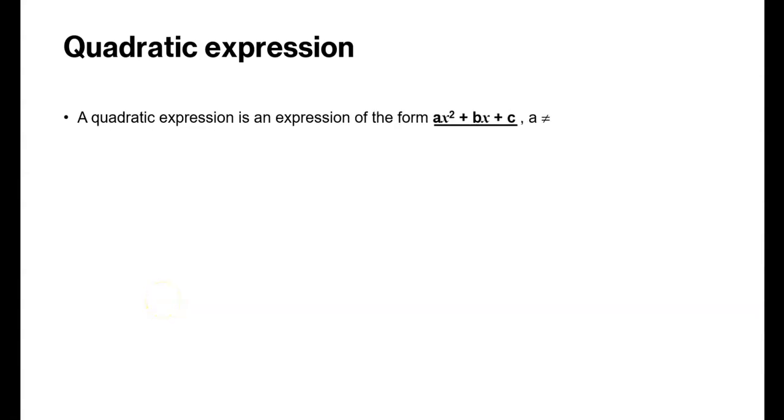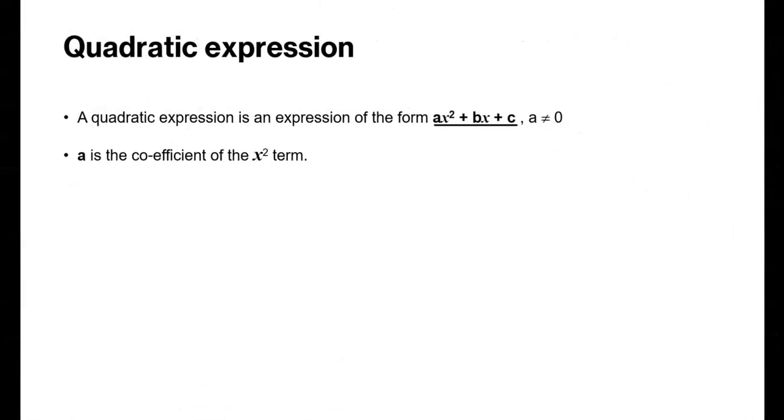Everyone, in this video we will be looking at factorizing quadratic expressions. A quadratic expression is an expression of the form ax squared plus bx plus c, where a is not equal to 0. a is the coefficient of the x squared term, b is the coefficient of the x term, and c is the constant term.